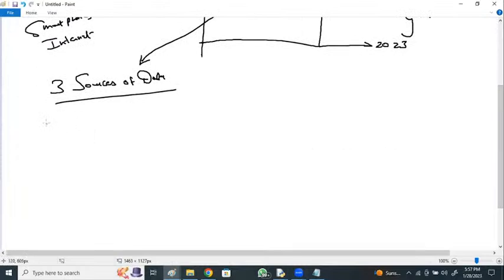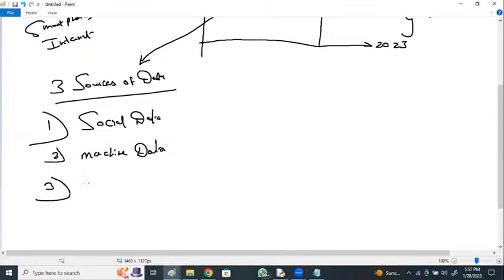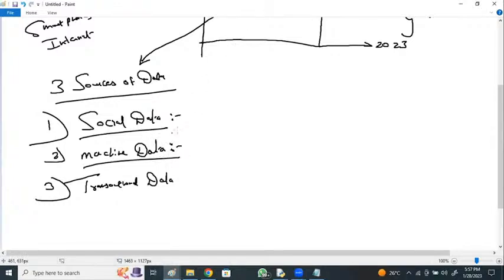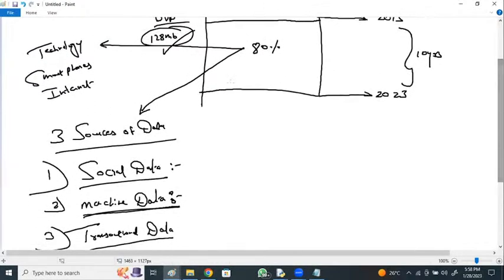From where is this data getting generated? Mainly three sources: social data, machine data, and transactional data. What is social data? Data generated from social sites like Amazon, Facebook, Twitter. Machine data is the data generated by reading or scanning barcodes and RFID chips. Whenever you go to a shopping mall, for the items you purchase, huge data gets generated by scanning barcodes. Such data we call machine data. And transactional data is from day-to-day operations, like bank transactions and telecom transactions.